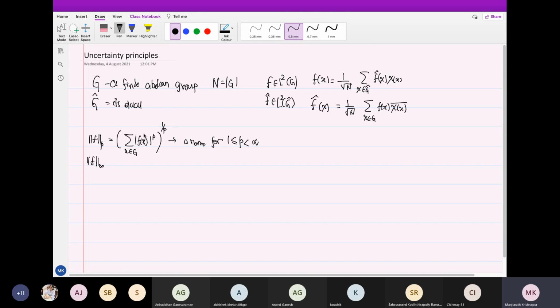So as p goes to infinity, what happens? When you raise things to a very high power, the slightest differences get magnified, and only the largest one starts mattering. So as p goes to infinity, this will converge to the maximum of these numbers.